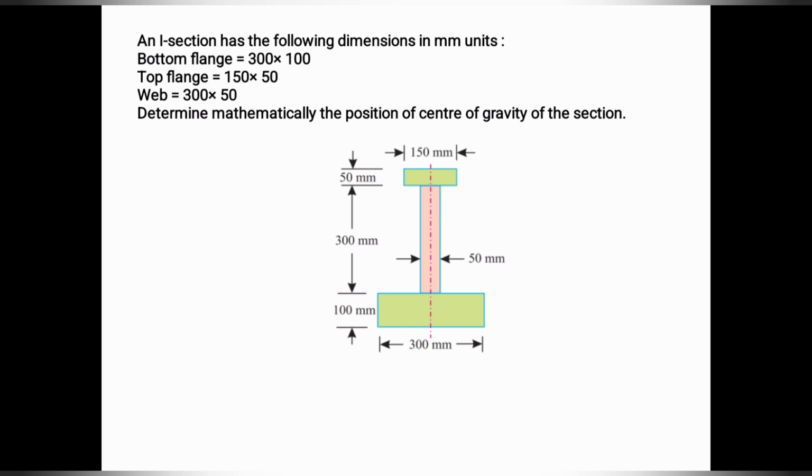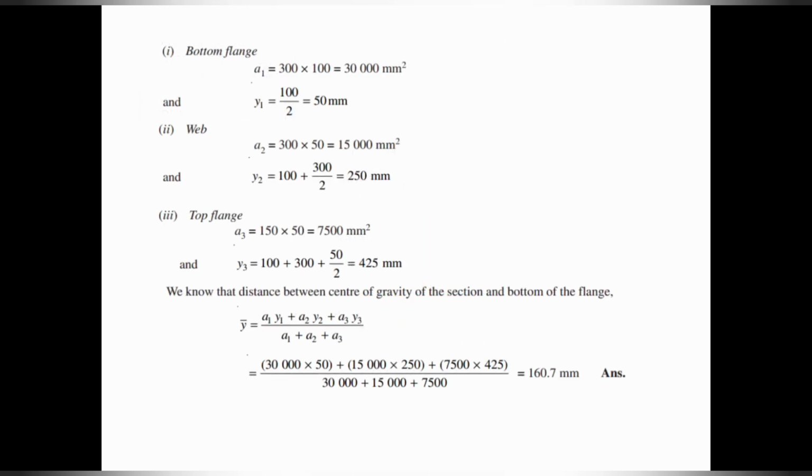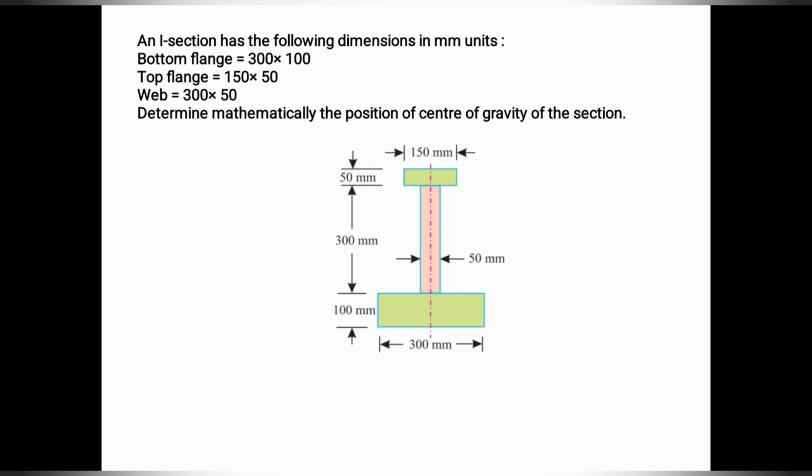So the first thing is to name the 3 rectangles and find the areas of each rectangle and its distances from the leftmost edge. If you see the bottom flange, its area is 30,000 millimeters square, and y1. Why they have found only y: you can see it is symmetrical about the y-axis. In that case the value of x is the same for all the 3 sections. For the first section it is 150, for the second one also 150, and the third one is also 150. So likewise here find only the values of y bar.